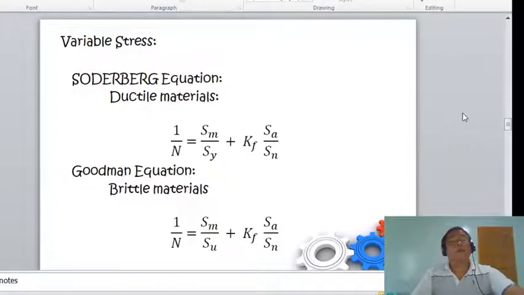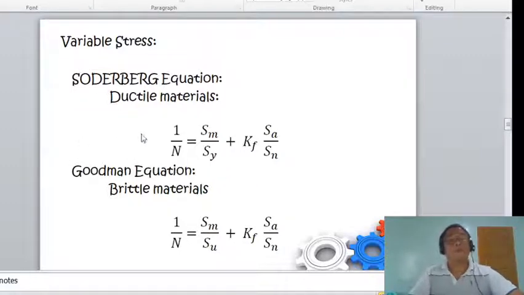So we have here the variable stress. Soderberg equation for ductile material. Actually, the derivation of this is very easy, by similar triangles, only considering the shape of the Soderberg line. The derived equation now is 1 over n, where n represents the factor of safety, equals the mean stress over the yield stress plus the fatigue factor multiplied by the alternating stress divided by the endurance stress.